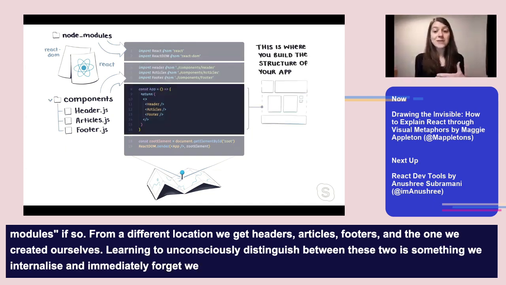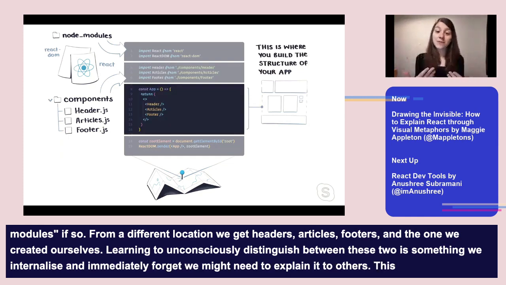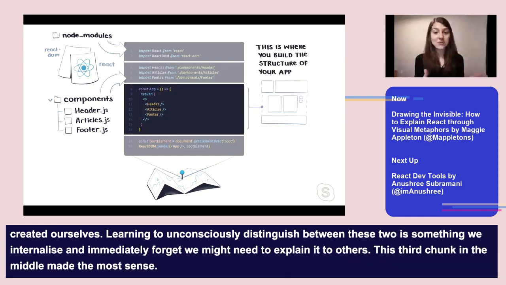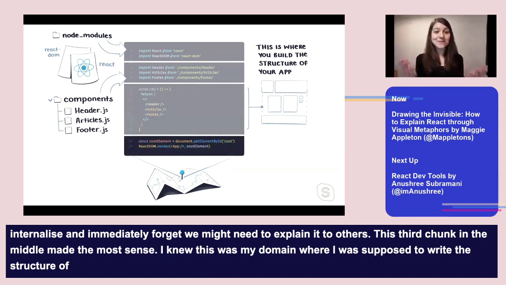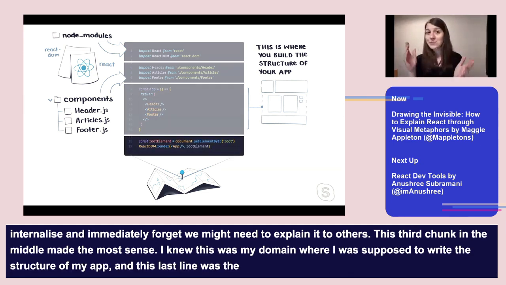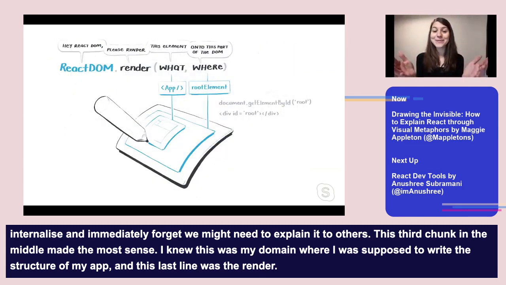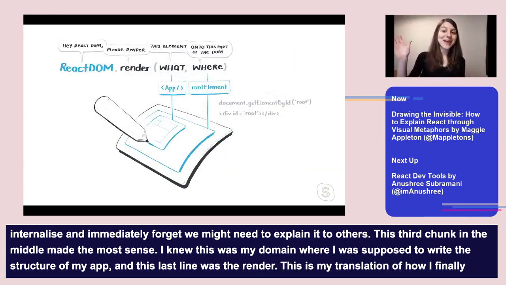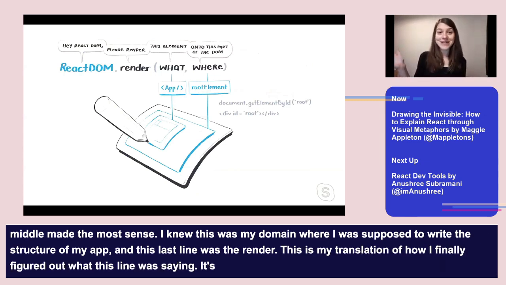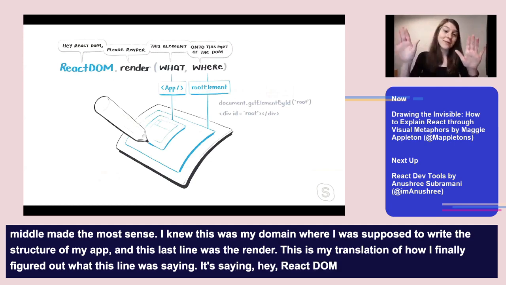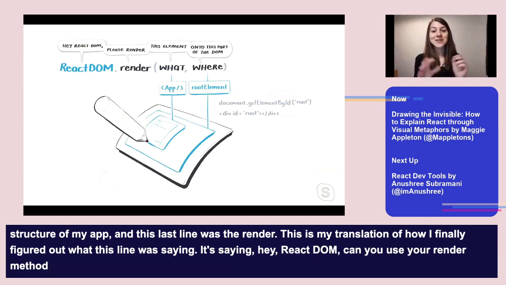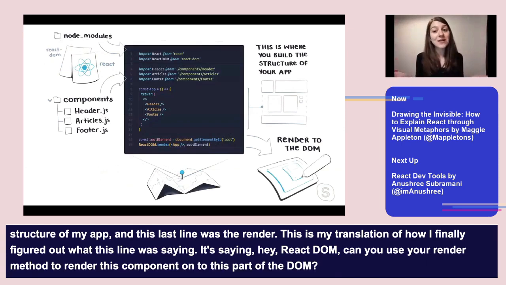This third chunk in the middle made the most sense. I at least knew this was my domain where I was supposed to actually write and structure my app. And then this last line with ReactDOM.render was such a confusing mystery, I had to break it apart into its own little illustration. So this is my translation of how I finally figured out what this line was saying. So it's just saying, hey, ReactDOM, which is an object in the React DOM library, can you please use your render method to render this component onto this part of the DOM? So this was my whole map.